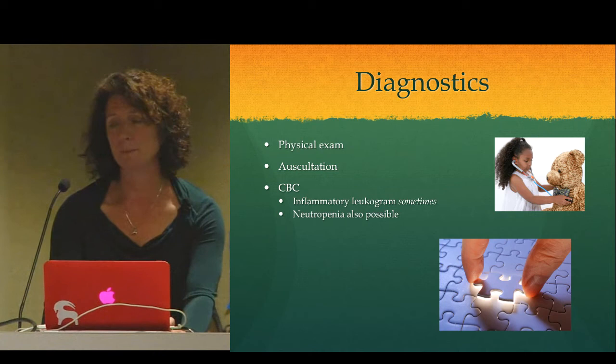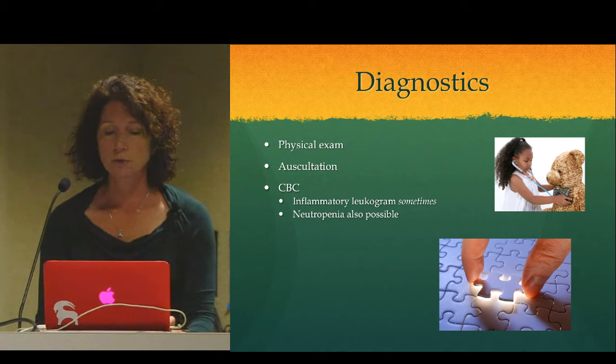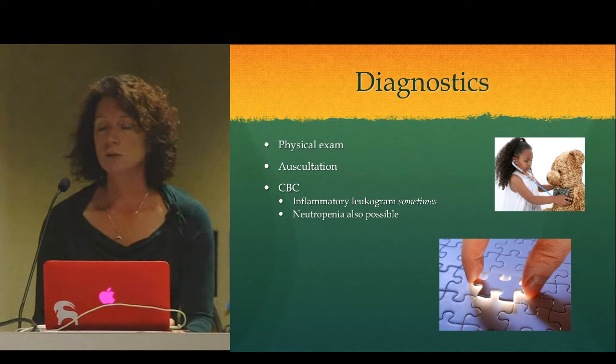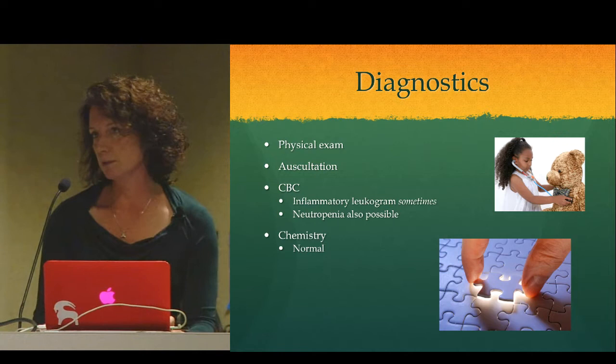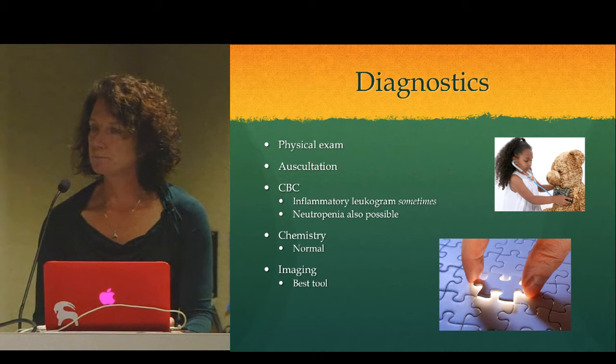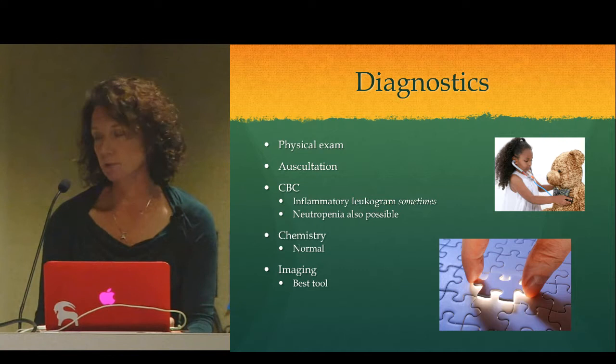Inflammatory leukogram, sometimes you may have an increased white blood cell count, but you're not necessarily going to. You can also see neutropenia. If things are kind of collecting in those airways and you have a real exudative pneumonia, you may actually be low on your neutrophils, not high. So a CBC is less valuable than you might think. Chemistry is going to be totally normal, so that's probably not going to help you at all unless your animal is in late stages of multi-system failure. Imaging is the best tool. So really, chest x-rays would be ideal here and may be absolutely necessary for a true diagnosis.